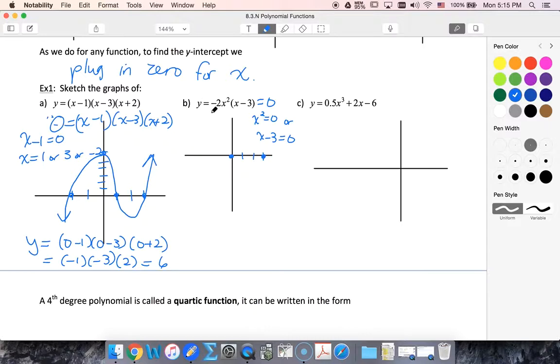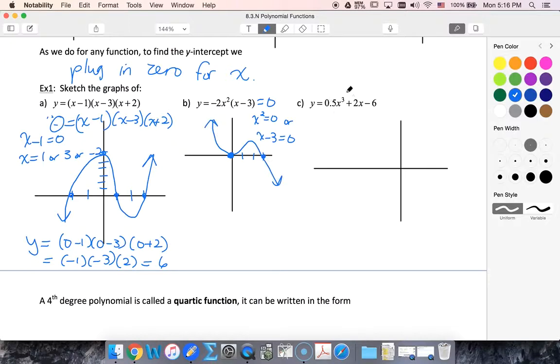Notice I start with a negative 2, so I'm going to be pointing, starting up, ending down. If I plug in 0, I'm going to get 0. I can see my y-intercept is 0. So starting up and pointing down, notice this is x squared. So that means I'm going to bounce when I hit this. So bounce, some point turn around and come back down.